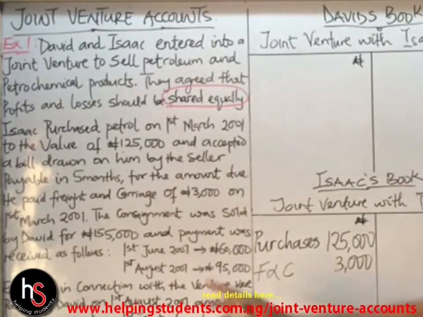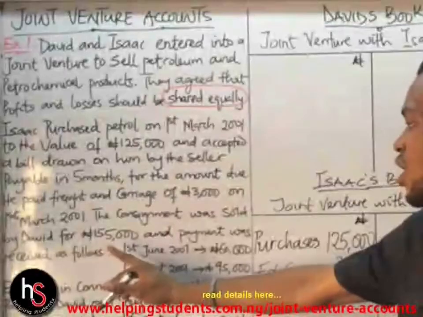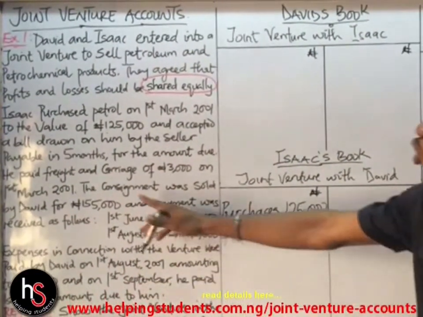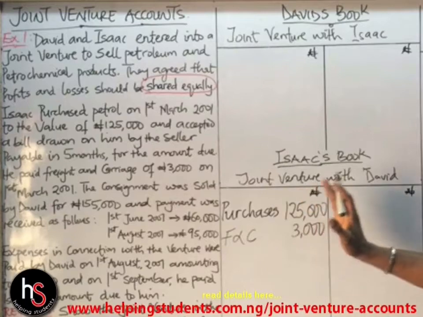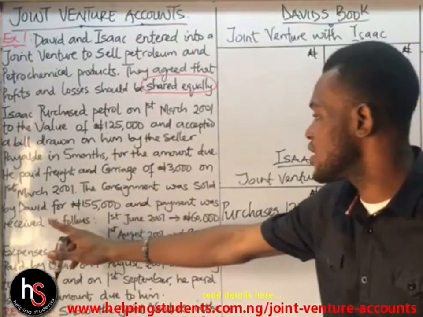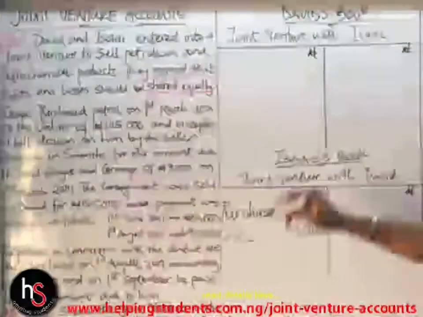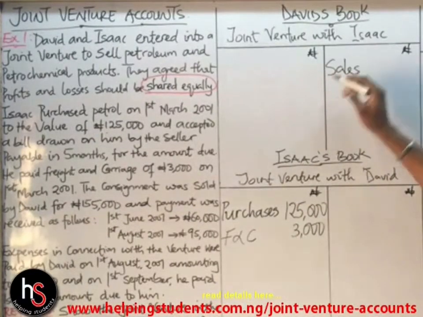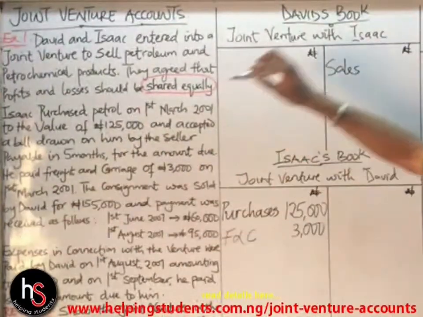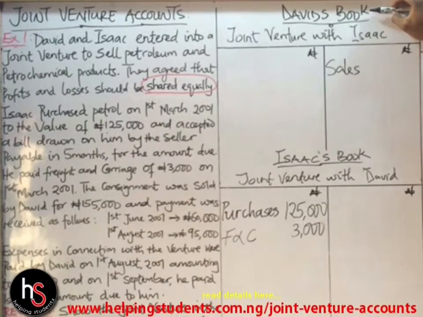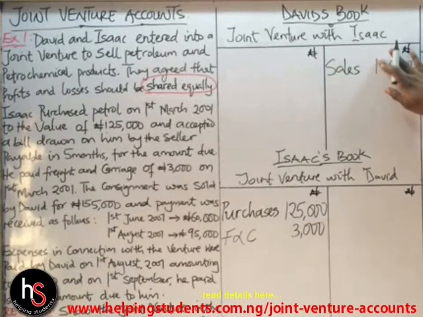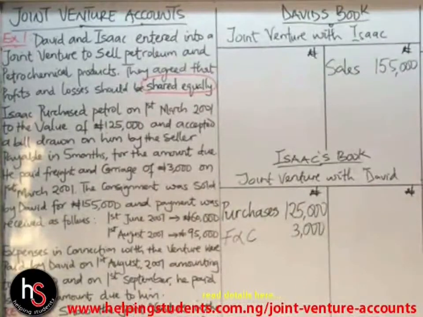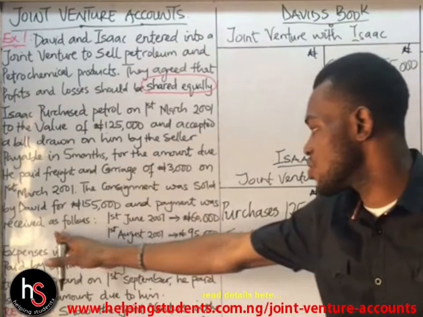On the 1st of March, the consignment was sold by David for 155,000. Now they said it was sold by David, and anything sales will be coming on the credit side, okay? Since David sold the consignment, we have sales. And because they told us it was sold by David, that is the reason why we record it under David's book, okay? So we have sales of 155,000.